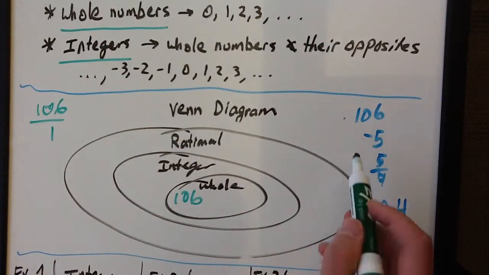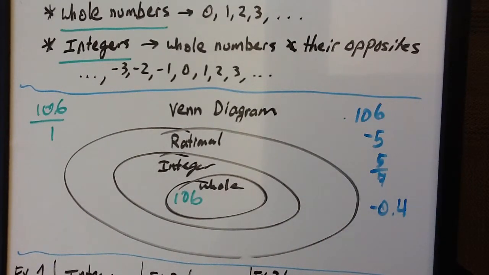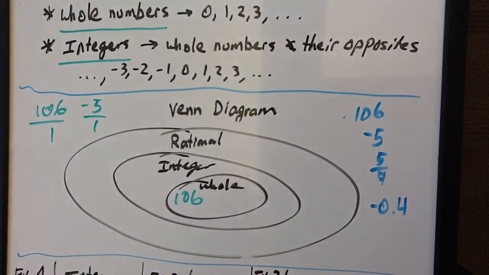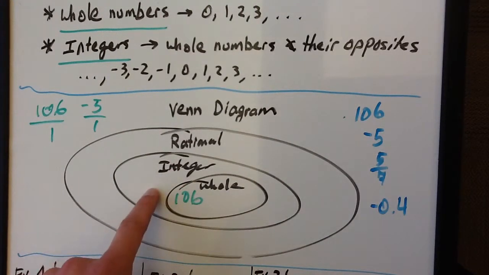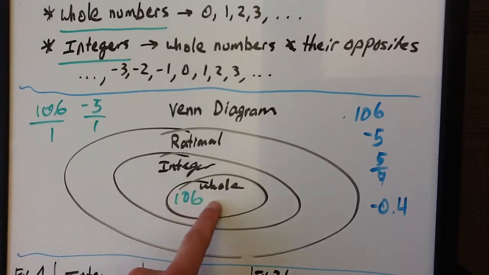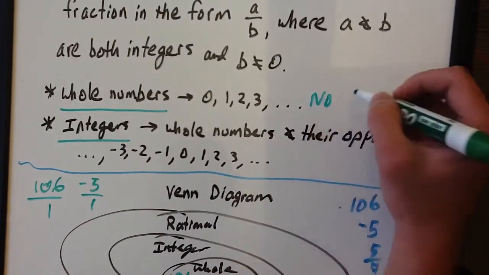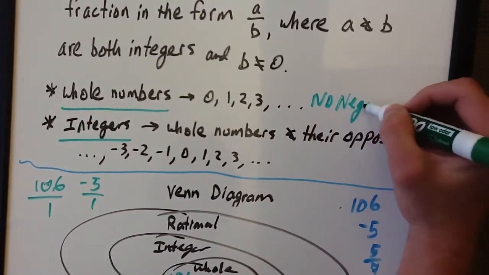Next, we have the number -5. Is -5 rational? Can you write it as a fraction? Yes, you can. You can put it over 1, -5 over 1, that's still -5. So it's rational. Is it an integer? Yes, it is. Is it a whole number? No, it's not, because there are no negatives in whole numbers.